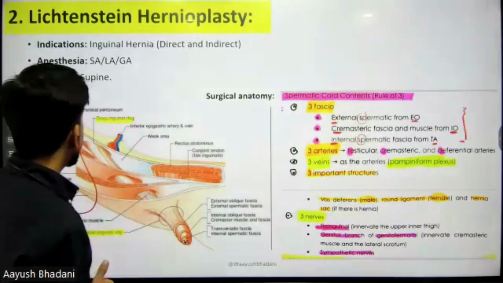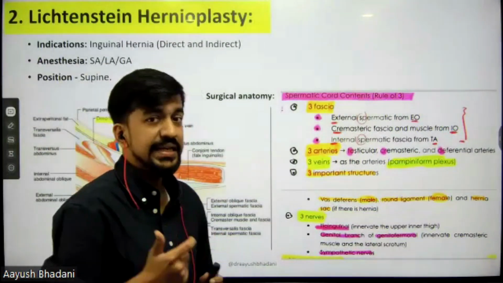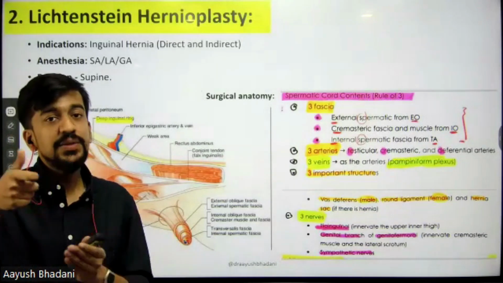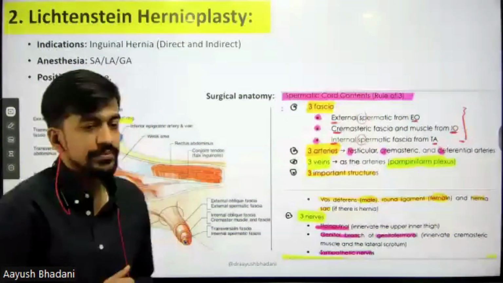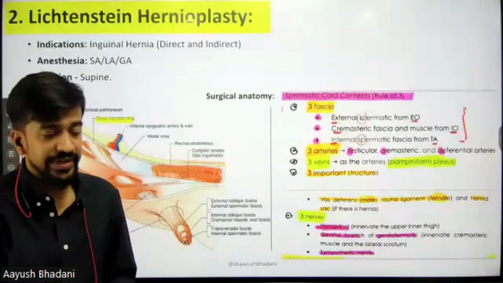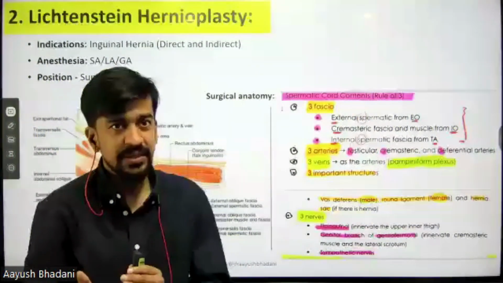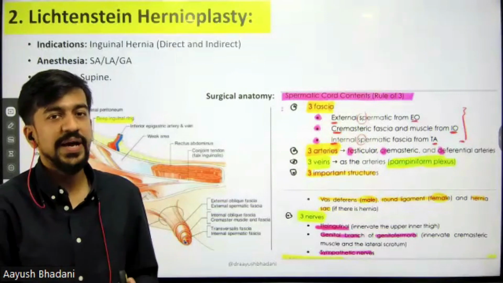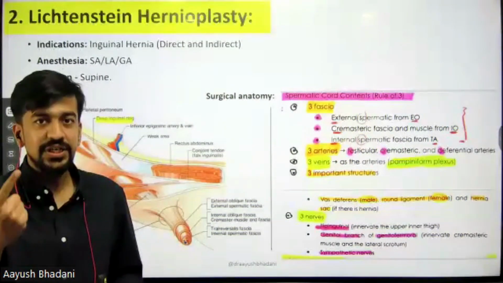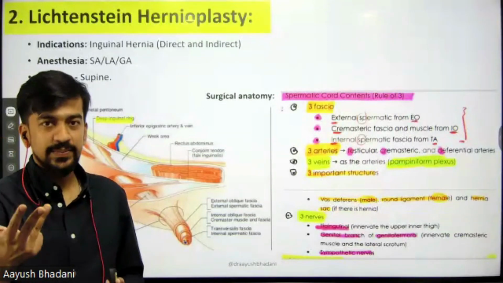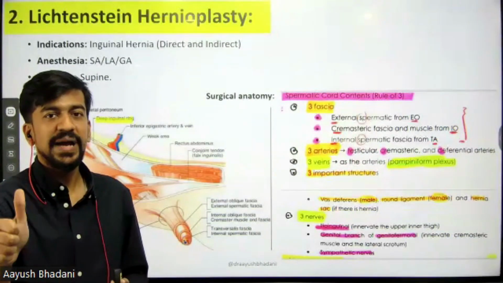The first one is the indications. Second is anesthesia. If there is a pre-op preparation required, I'll discuss it. The positioning, then we come to the antiseptic dressing and draping, the steps, the complications, and its management. I hope it's all clear. Indications, anesthesia, position, steps, complications, management.